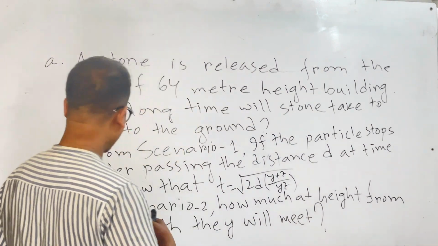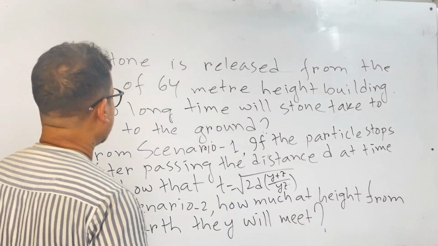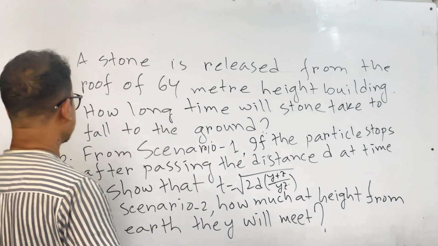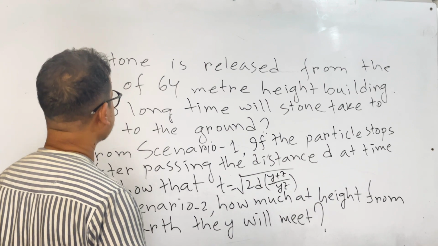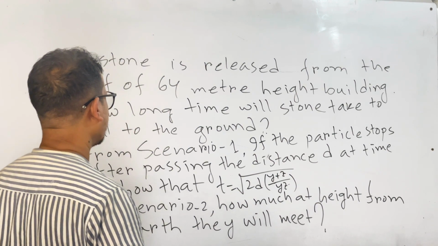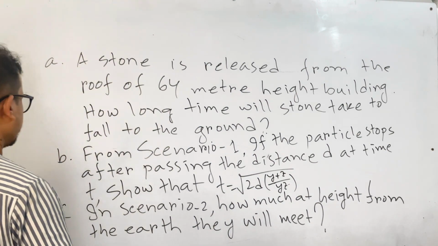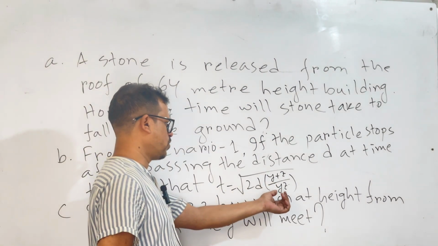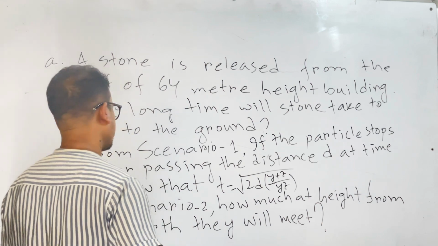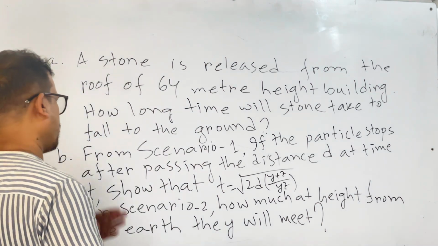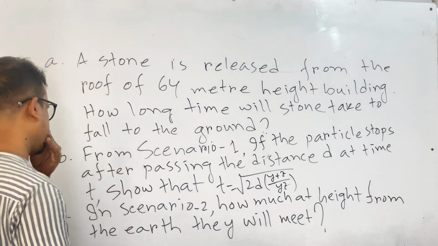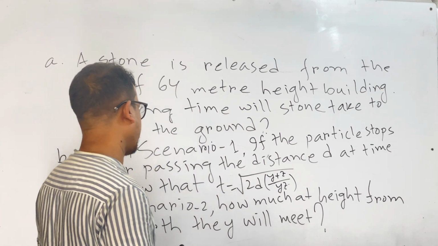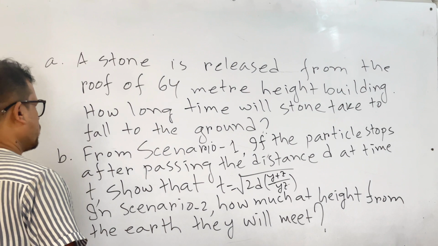That means we have to find out how long the stone will take to fall to the ground, and we have to show that t equals root of 2d (y plus z) over yz. In scenario 2, we have to find out the height, how much height from the earth they will meet.